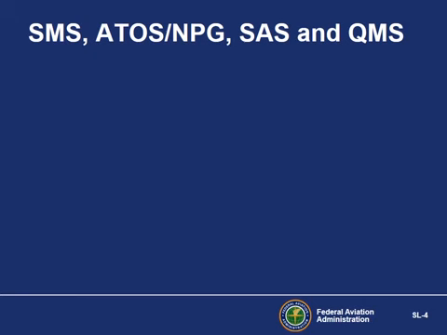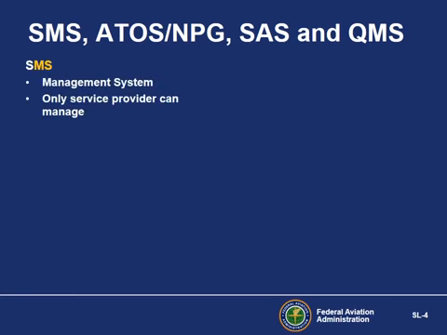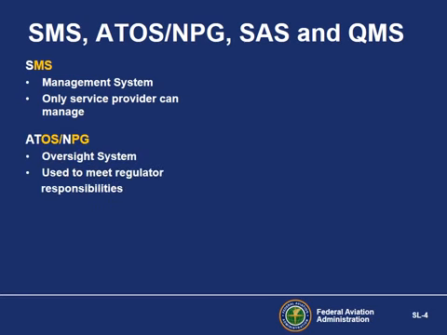Let's compare SMS, the Air Transportation Oversight System, ATOS, the Safety Assurance System, SAS, National Work Program Guidelines, NPG, and a Quality Management System, QMS. Pay particular attention to the last two letters of each acronym. SMS is a management system. ATOS NPG is the FAA's oversight system.